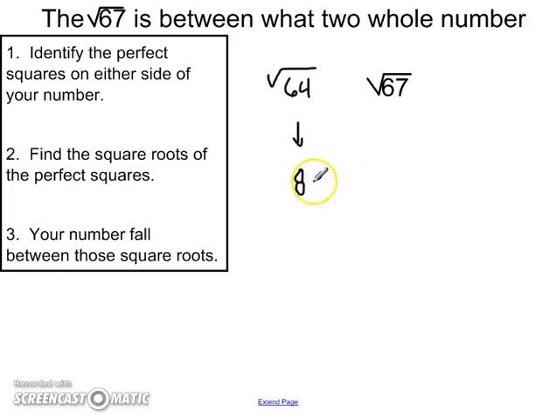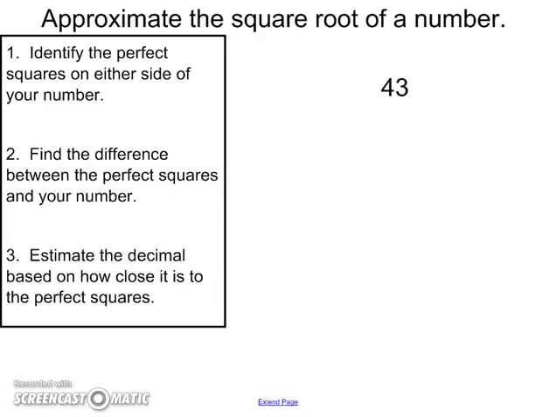Okay? After 8 is 9. 9 times 9 is 81. So the square root of 67 falls between the square root of 64 and the square root of 81. So I now know that my value here, the square root of 67, is 8 point something. Okay? Not sure what that decimal value is at this particular point, but we know that the square root of 67 will fall between 8 and 9. So that's the first step.